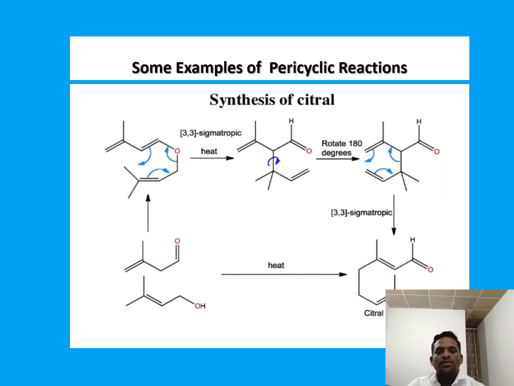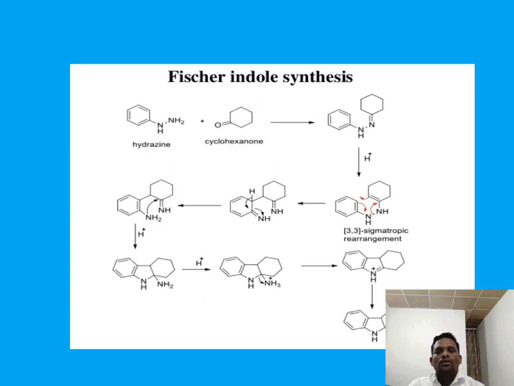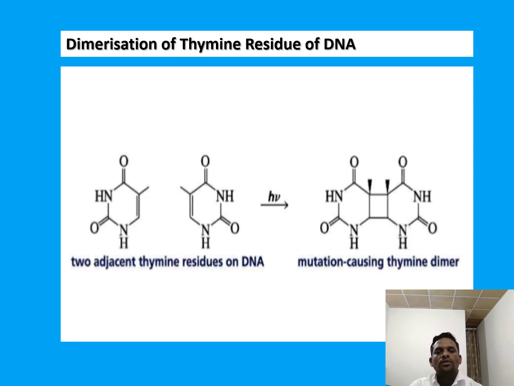These are examples. Synthesis of citral: in the first step, a 3,3 sigma-tropic rearrangement reaction takes place. Again, after this rotation, it gives another 3,3 sigma-tropic rearrangement reaction, and we get the citral molecule. Fischer indole synthesis: here the hydrazine and cyclohexanone condense together and we get this adduct, and finally it undergoes a 3,3 sigma-tropic rearrangement reaction and intramolecular cyclization. And in the final step, we get the indoles or substituted indoles.